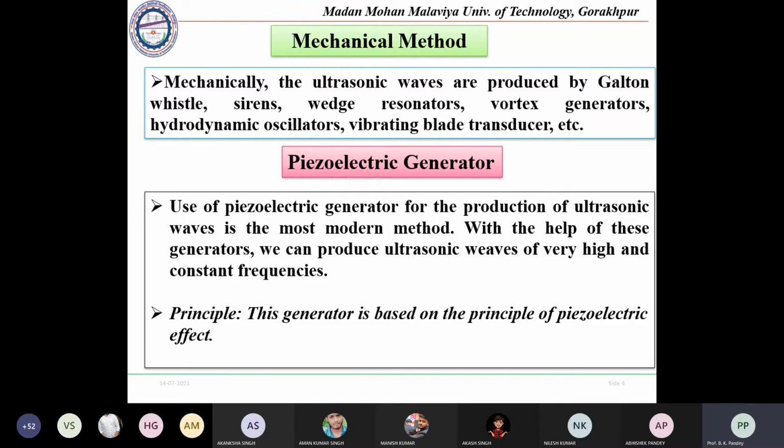Next is the piezoelectric generator. Use of the piezoelectric generator for the production of ultrasonic waves is the most modern method. With the help of these generators, we can produce ultrasonic waves of very high and constant frequencies.